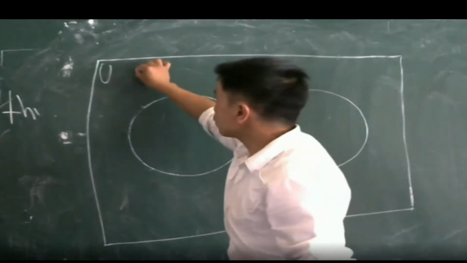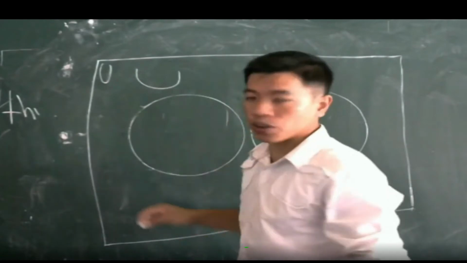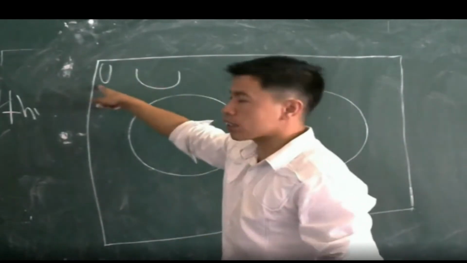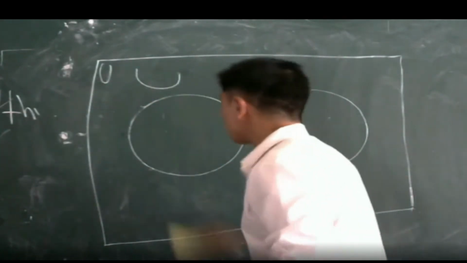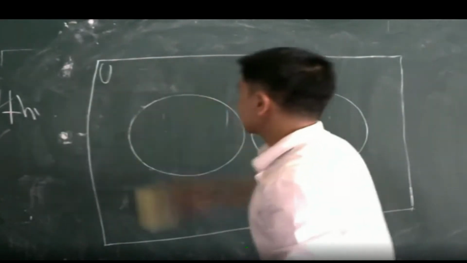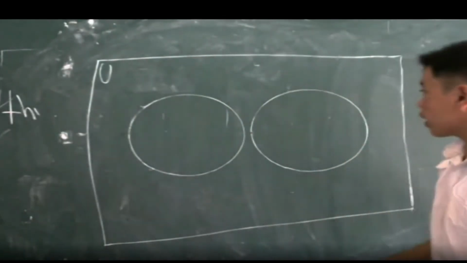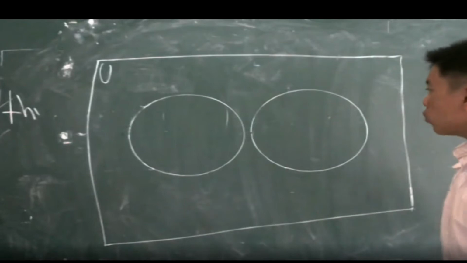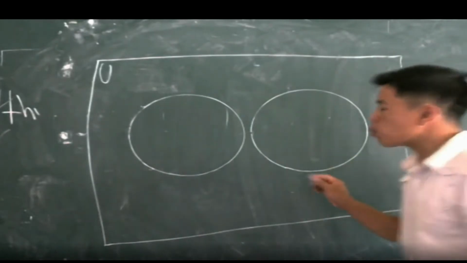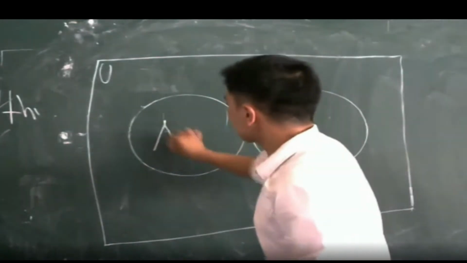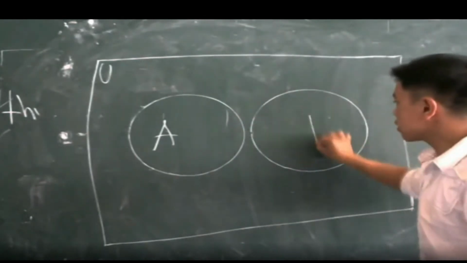Iba naman yung ganyan, union. This is union, this is universal set. Don't be confused about that symbols. And then, wherein we can see now the relationship. Pwede ito ay si set A. Pwede ito ay si set B.